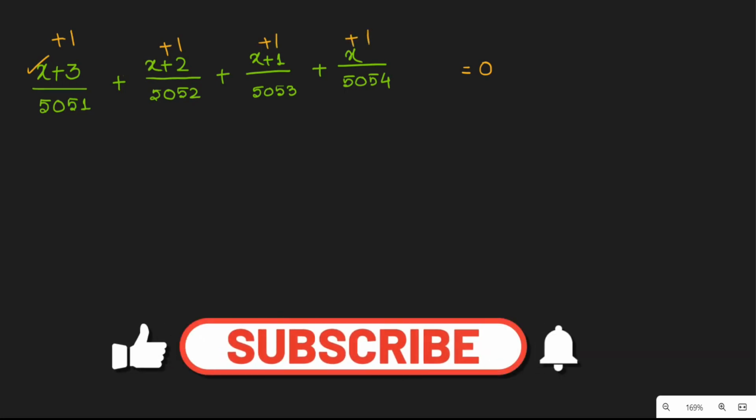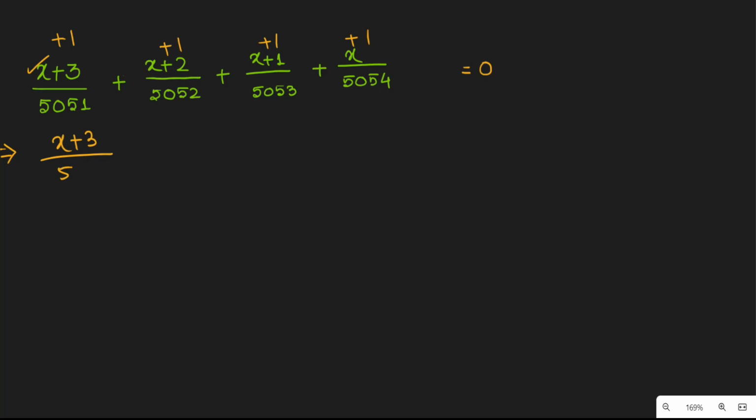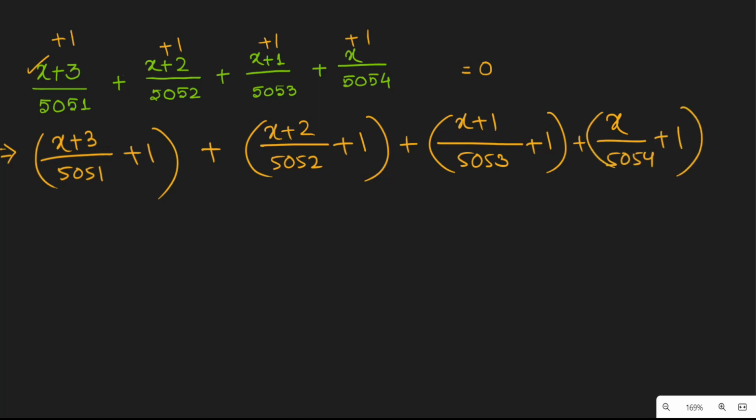So we can rewrite this equation like this: (x+3)/5051 + 1 + (x+2)/5052 + 1 + (x+1)/5053 + 1 + x/5054 + 1 is equal to 0.